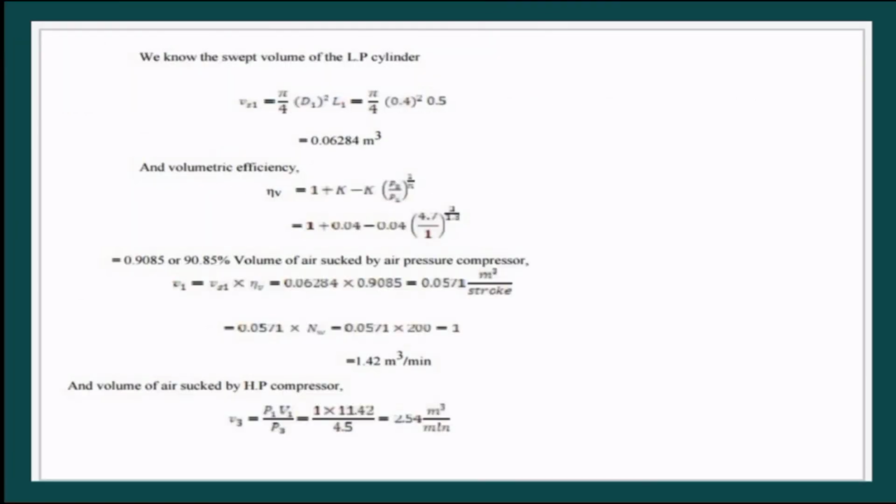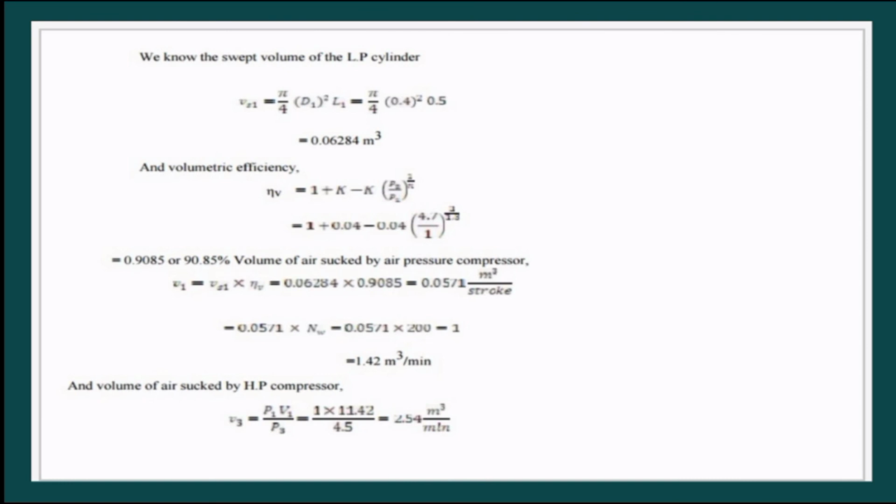Solution. We know the sweep volume of the LP cylinder, VS1, is equal to π over 4 D1 squared times L1, which is equal to π over 4 times 0.4 squared times 0.5, which is equal to 0.06284 cubic meter.